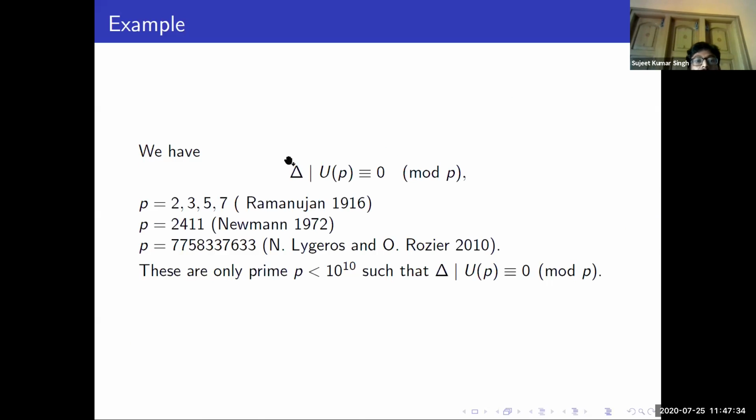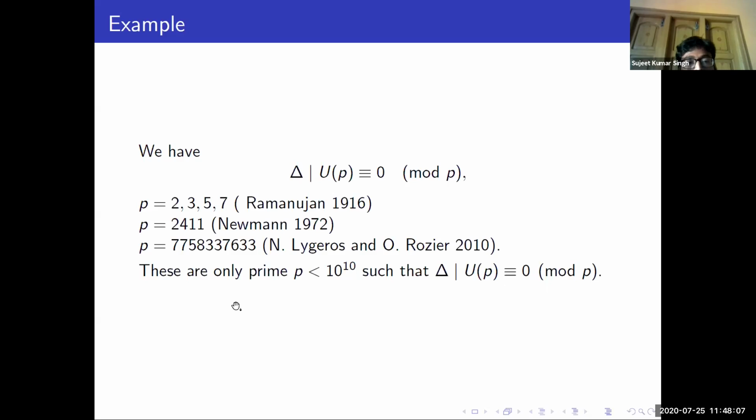I give some examples of U_p congruence. We have delta|U_p congruent to 0 mod p for these primes. This was proved by Ramanujan in 1960 for the small primes, for p equal to 2411 by Newman in 1972, and for this big prime by Lygeros and Rozier in 2010. And these are the only primes less than 10^10 such that delta|U_p is congruent to 0 mod p.